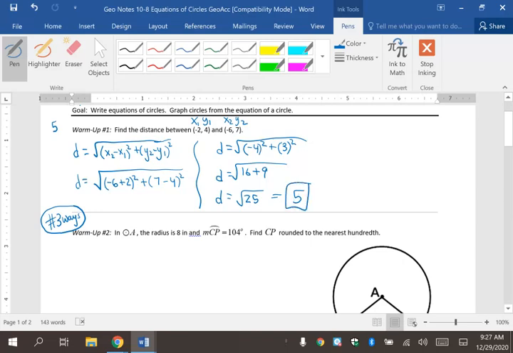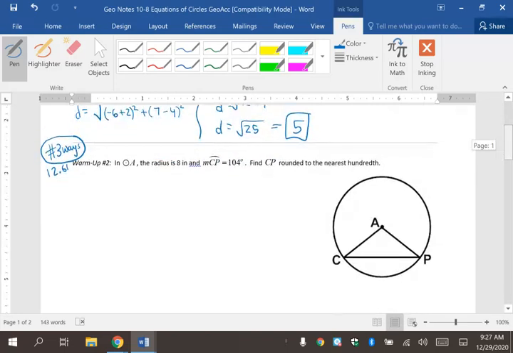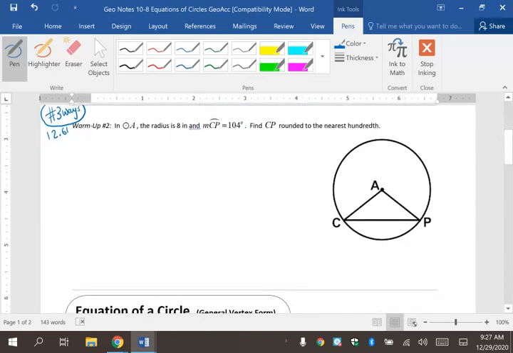For warm-up number 2, it says to round to the nearest hundredth, and the answer should be 12.61. Let's see by doing it 3 ways. Okay, so 3 methods. I will start with the easiest method, and the easiest method is the law of cosines. Now, you wouldn't have to write this down, but because I am explaining this to you, I want to clarify the 3 ways of doing it.